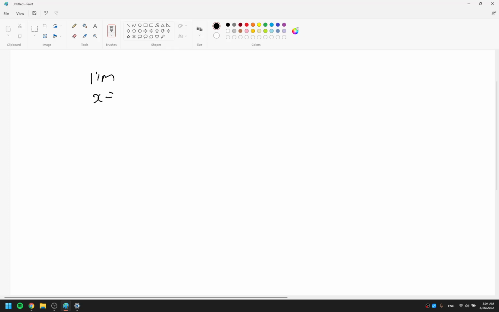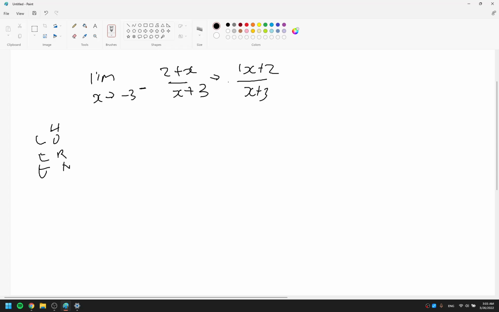Limit as x approaches negative 3 from the left side of x plus 2 over x plus 3. It's actually equal, so Leghorn again. The degrees are equal, they're both 1. So we take the ratio of the coefficients. Wait, I did this wrong.